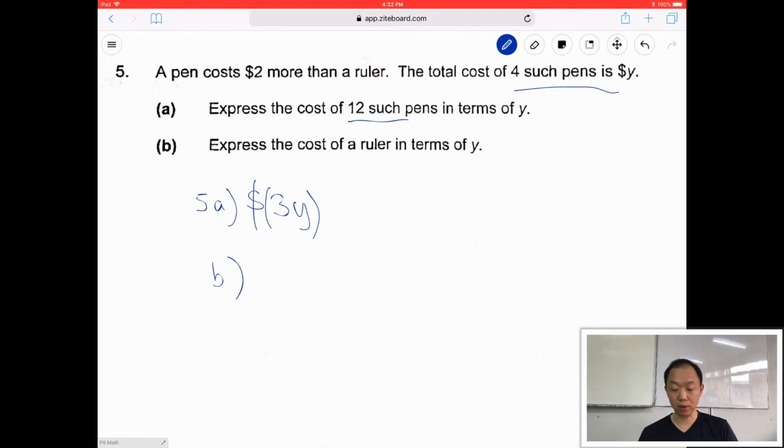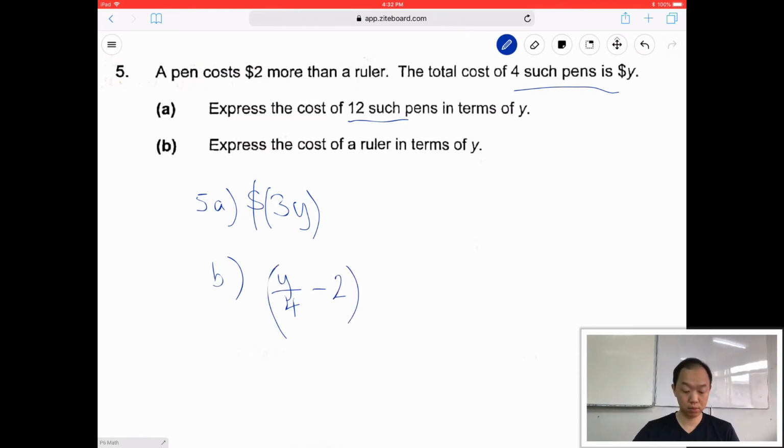So if 4 pens is $Y, now if 4 of them is $Y, what is one of them? One of them is, you take Y divided by 4. That is the cost of 1, and then after that you minus 2.